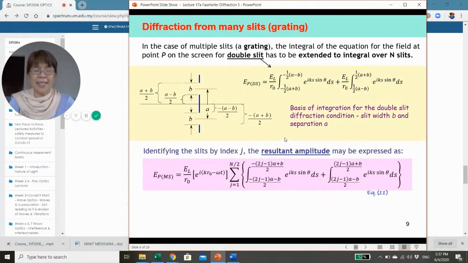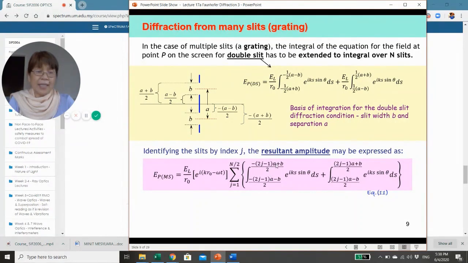So we use this basis. What we do is we will identify each of these slits by an index j, so that the resultant amplitude for multiple slits here would be expressed by, of course, in this case, I've written back the wave function here, the oscillating part. So we are going to sum up the contribution of all the slits.